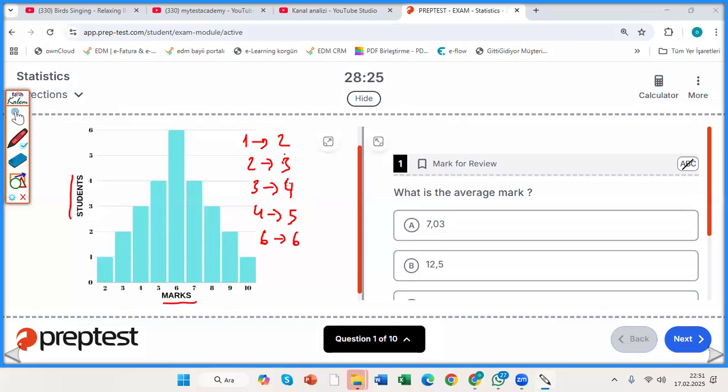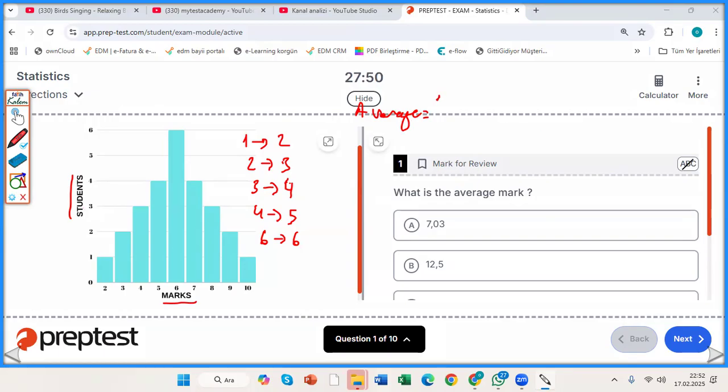So to find the average, you need the total value. You need the sum of all that value. Then you are going to divide it by the number of the students. So let's try to find the total marks they have taken. Right now we can use the calculation to find the average.